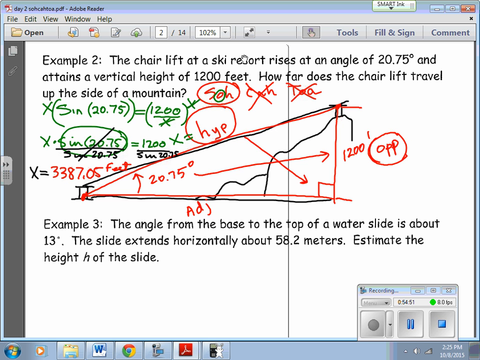If we would have got an answer of 33 feet, 33 feet would sound kind of weird if you're traveling 1,200 feet higher. That wouldn't make sense. Remember that the two shorter sides have to add up to be bigger than the biggest side.